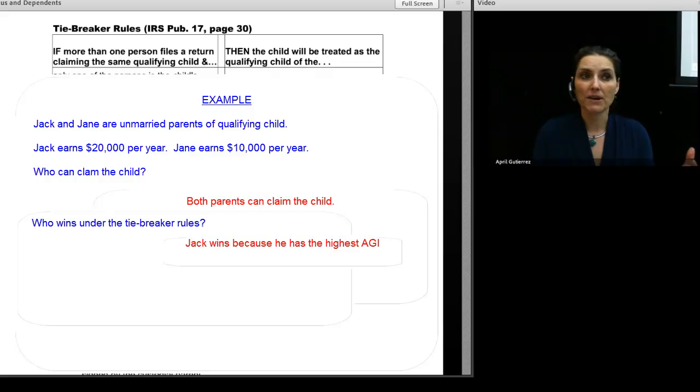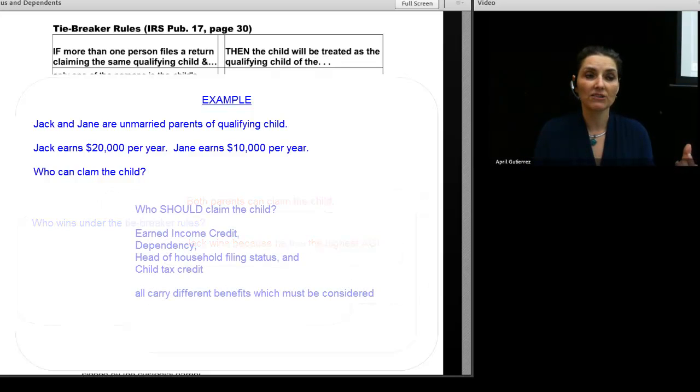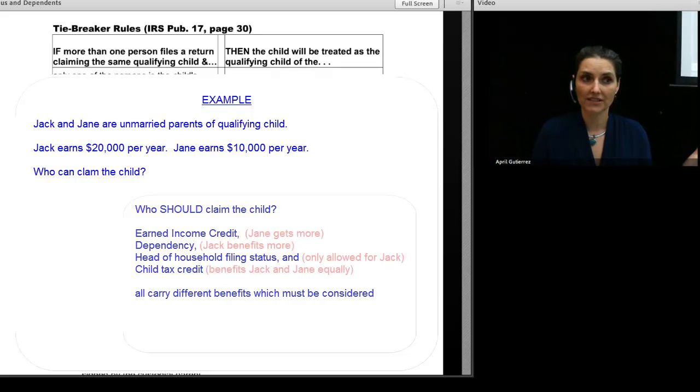But should Jack claim the child? Might be that Jane's better off because, frankly, with $10,000 of income and a qualifying child, Jane's earned income credit is going to be quite a bit higher than Jack's. But if Jane claims the child for earned income credit, she probably won't qualify for head of household because Jack earns so much more. It's probably the case Jack paid more than half the cost of keeping up the household, not Jane. So Jack gets nothing. Jane gets earned income credit, the child tax credit, and the dependency. But with her income being so low, dependency won't help her. Child tax credit will benefit her. She'll get that, and she'll get the earned income credit.